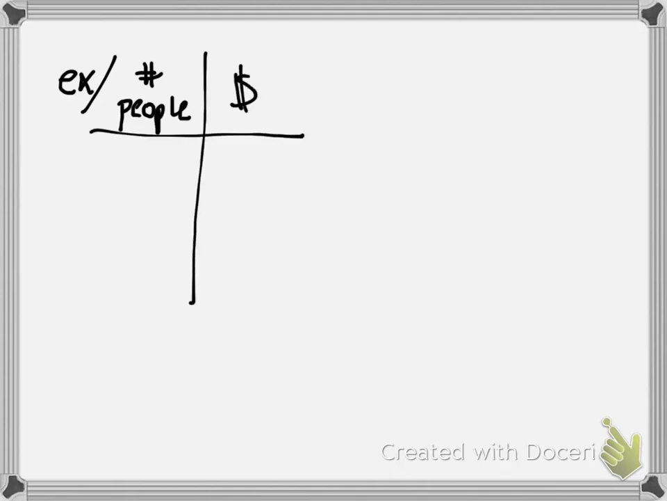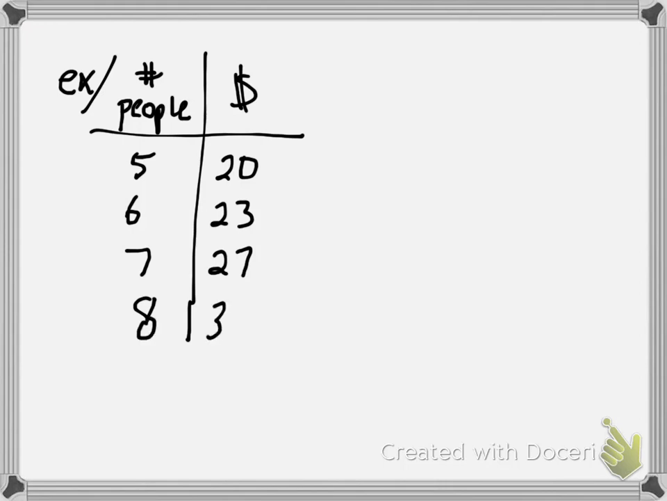Okay, so let's say, for instance, I'm just going to make a table. Number of people, and the cost of something. Let's say there's 5 people and it's going to cost us 20. Let's say I have 6 people, it's going to cost us 23. Let's say 7 is going to cost us 27. Let's say 8 is going to cost us 31. Alright, so let's say we want to find the residual of 7 people.